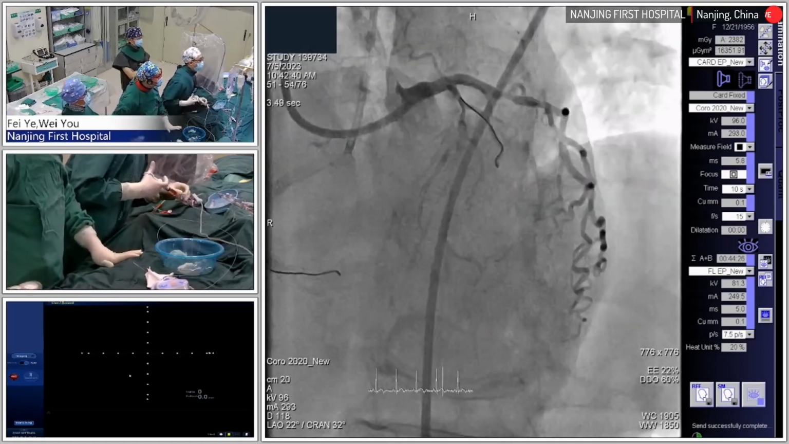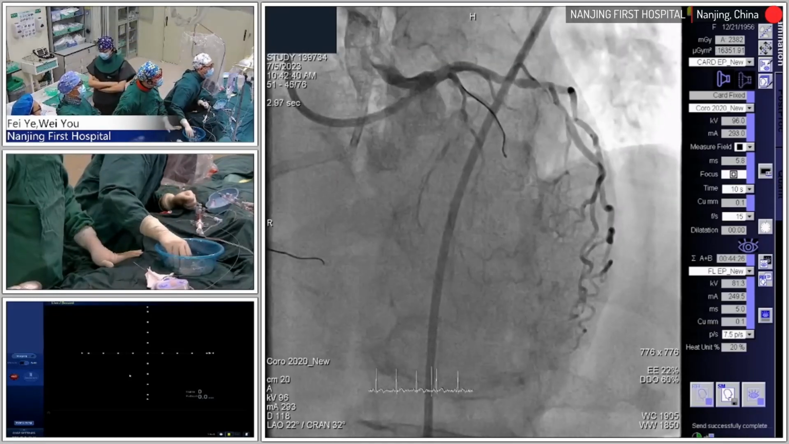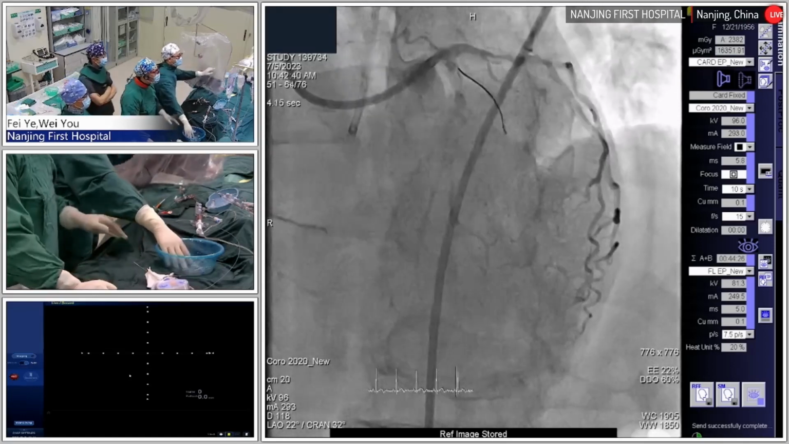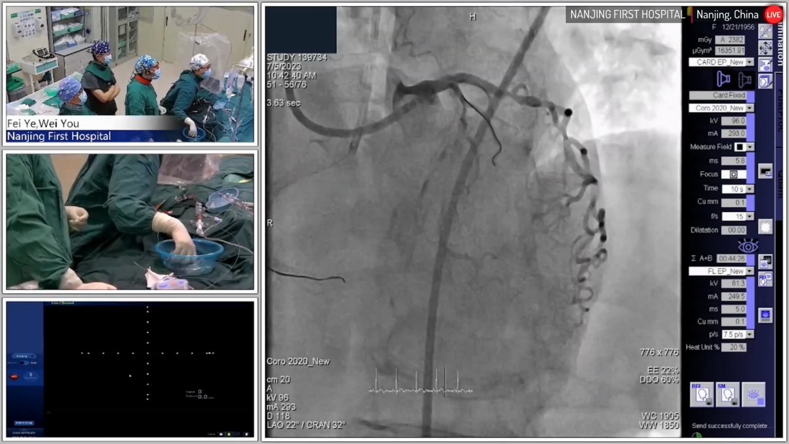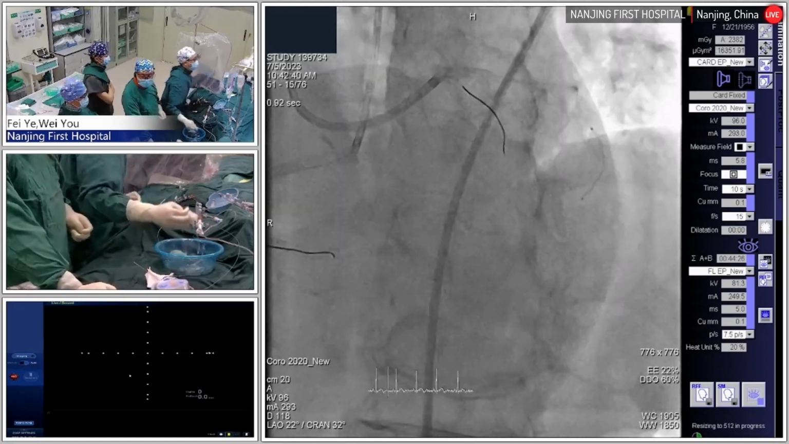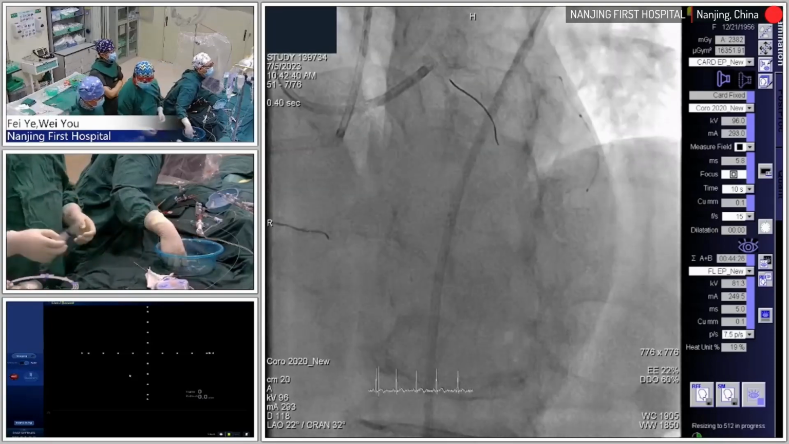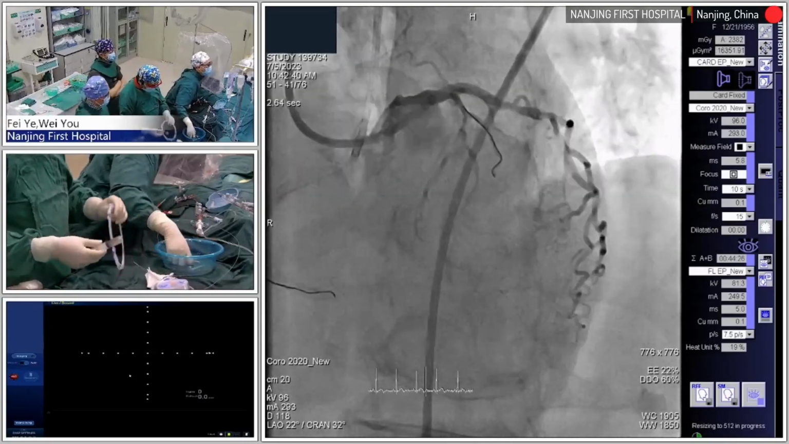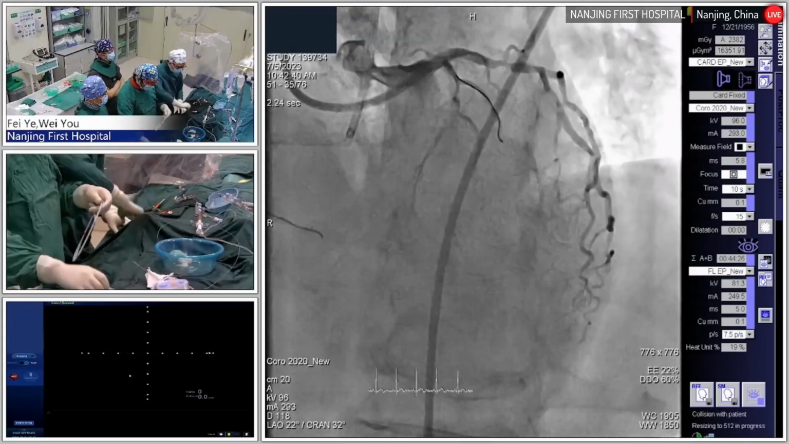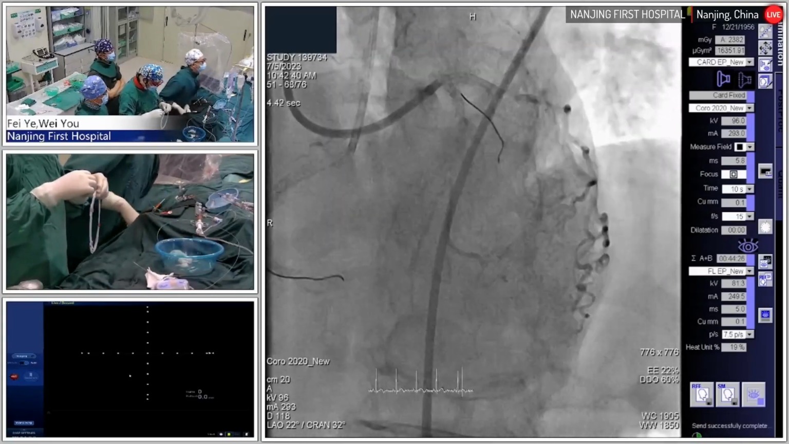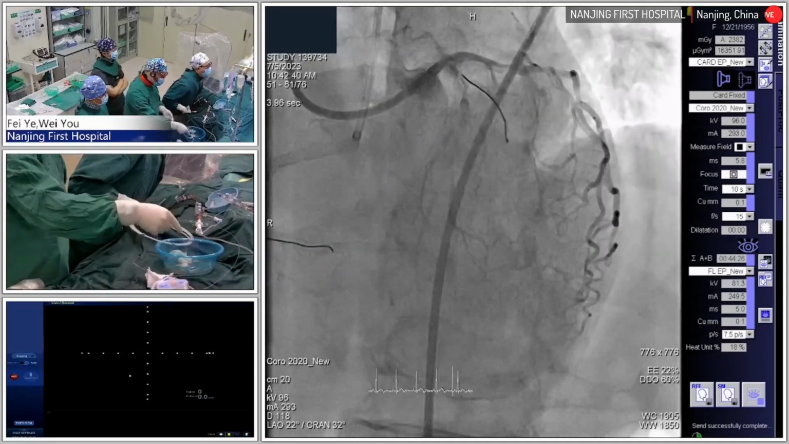Because we rarely use the surfing technique, we don't need to use the surfing here. Surfing is for septal. Okay, give me the CN wire, please. CN wire, please. Very cautious.